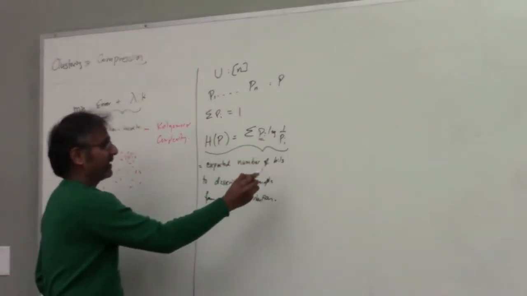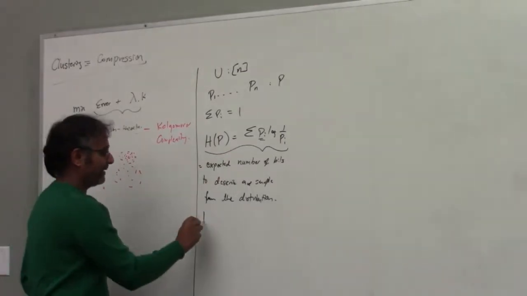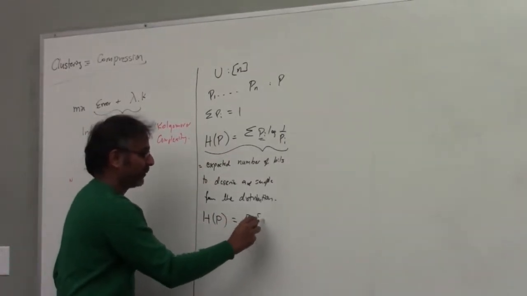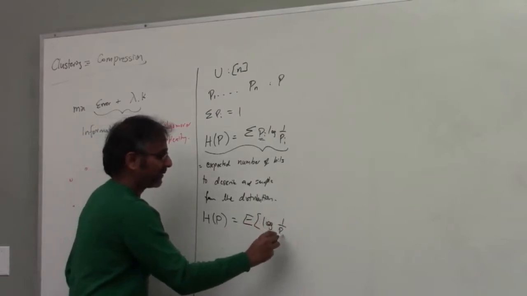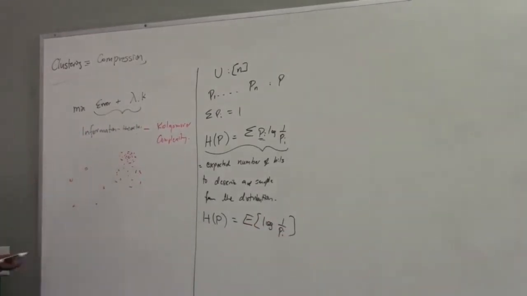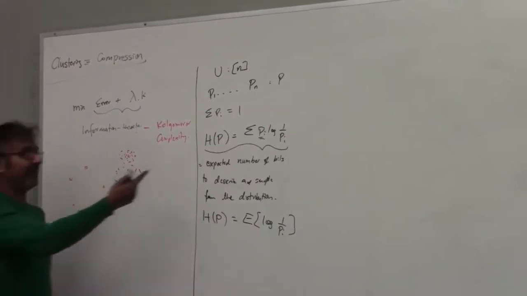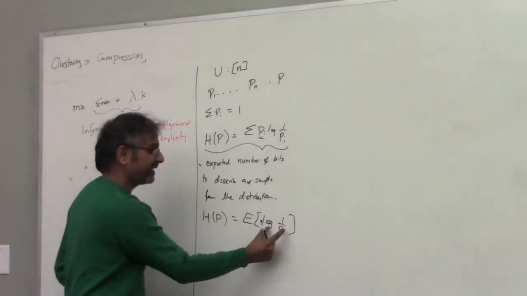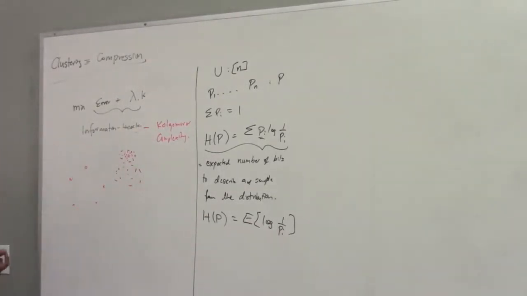And so if you think of this, what you're saying is that this is the expected value of this weird quantity, log 1 over pi. That's another way of saying this with respect to the distribution. If you take an element at random, the probability you see it is pi by definition. And then what it's saying is you need this many bits to describe it. And the overall number of bits you need could be much less than log n.